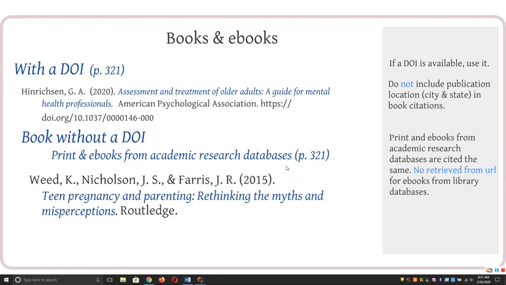So we list out all the authors, and then we include the date, and then we put the name of the book. Remember, we capitalize the first word and the first word after the subtitle. And then we put the name of the publisher and end it with a period.